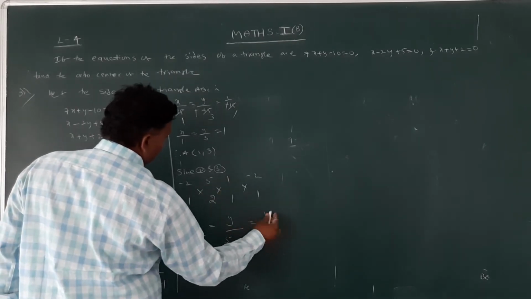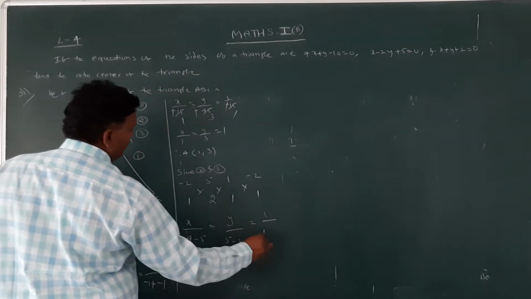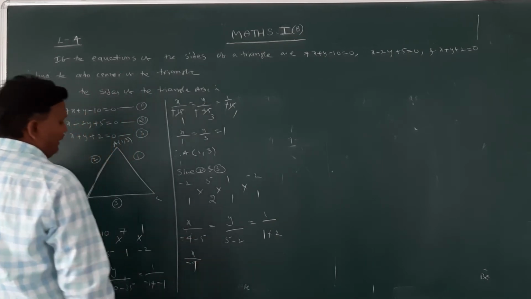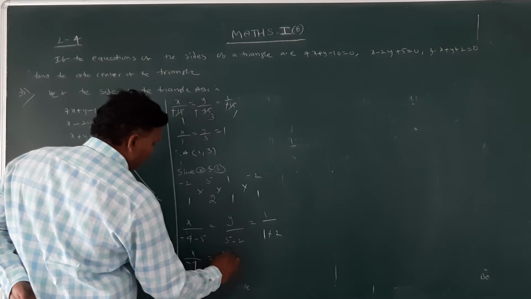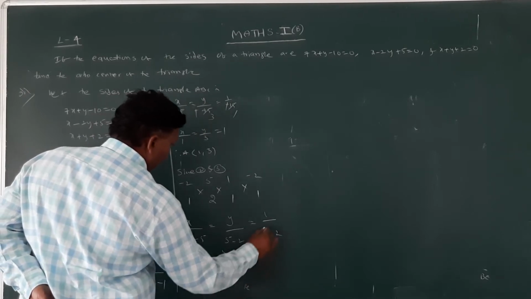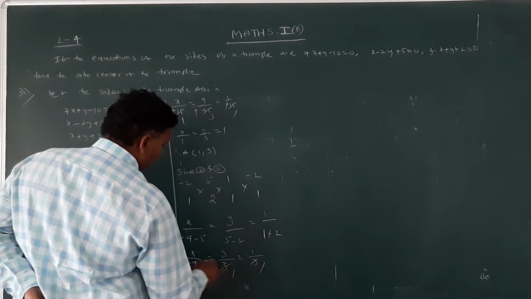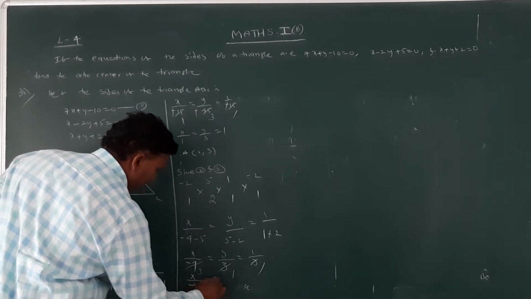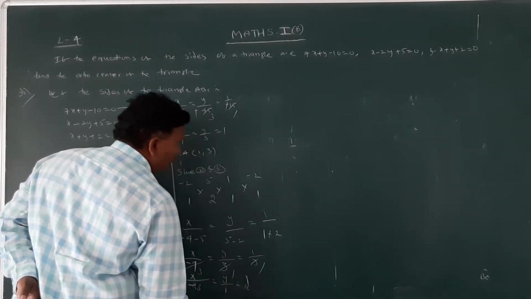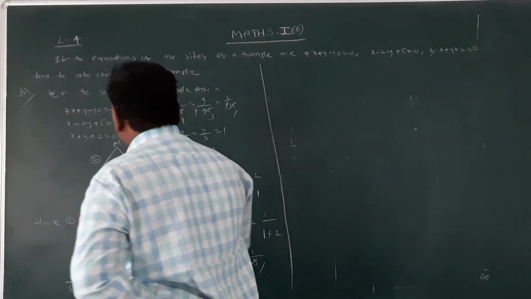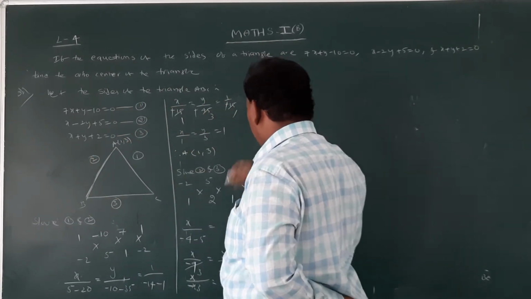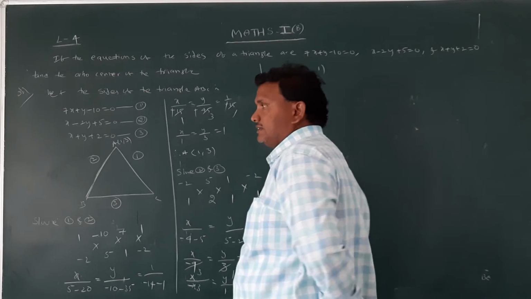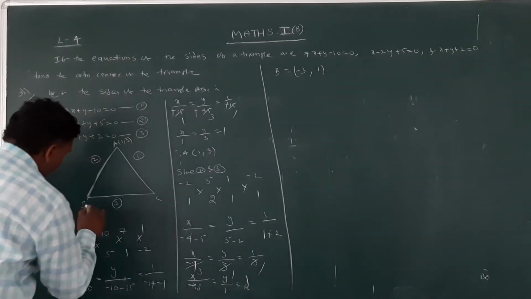X by minus 2 into 2 minus 1 into 5, minus 4 minus 5, minus 9. Y by 5 into 1 minus 2 into 1, 5 minus 2 is 3. 1 by 1 plus 2, which is 3. So x by minus 9 is equal to y by 3 is equal to 1 by 3. Dividing by 3, x by minus 3 is equal to y by 1 is equal to 1. Therefore, B is minus 3 comma 1.